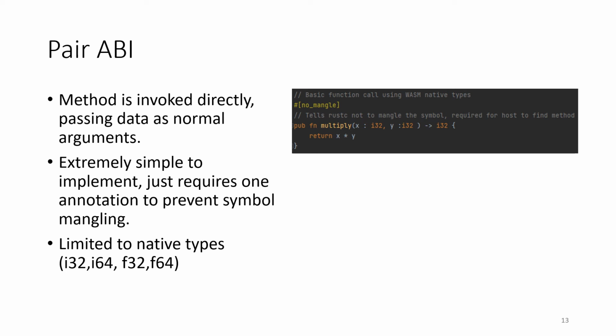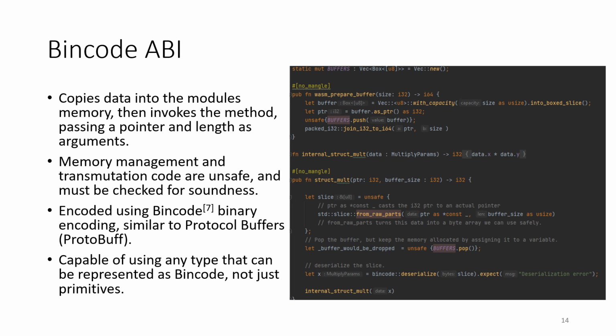The first ABI we tested was pair, which passes the data as normal arguments using a standard C ABI. Very simple to implement. We just need to annotate the code to tell the Rust compiler to not mangle the symbols. However, this is limited to basic integer and float types because of WebAssembly's restrictions on types. The next ABI we tested was BinCode.